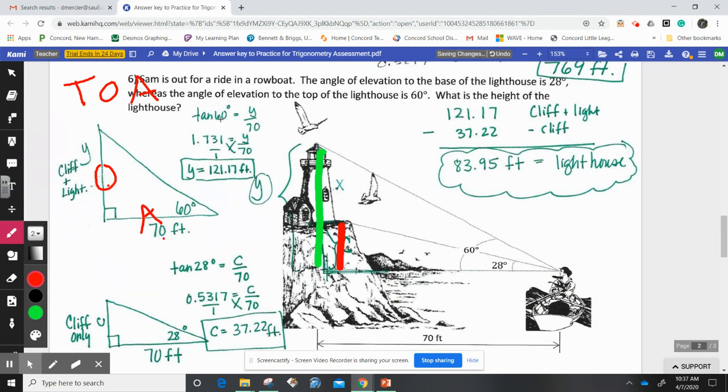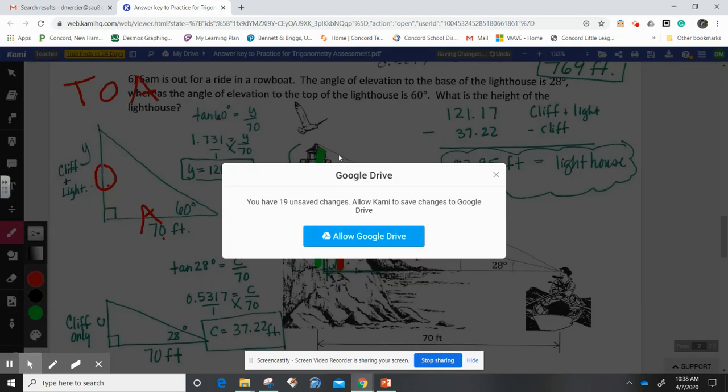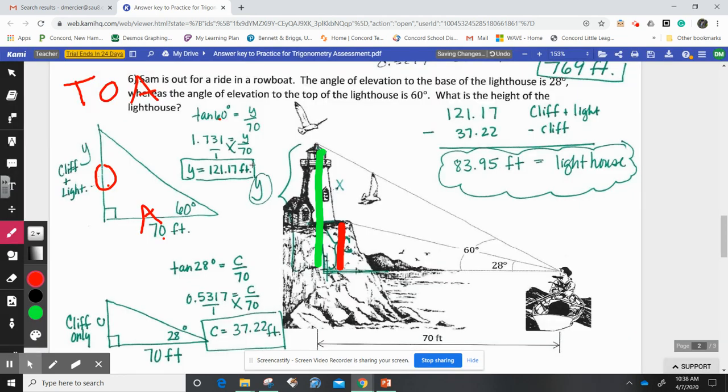Okay, we're going to solve this again. So I'm going to type into my calculator tangent of 60 degrees, get 1.731, and I am going to cross multiply again, and I'm going to end up with 121 feet. So that means this big green thing right here is 121. Doesn't necessarily tell me what this part is. So what I'm going to do is have this little triangle right here, and I'm going to find out what this length is. Okay, so that's just the cliff.